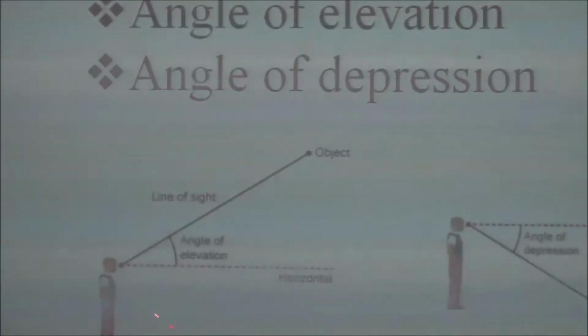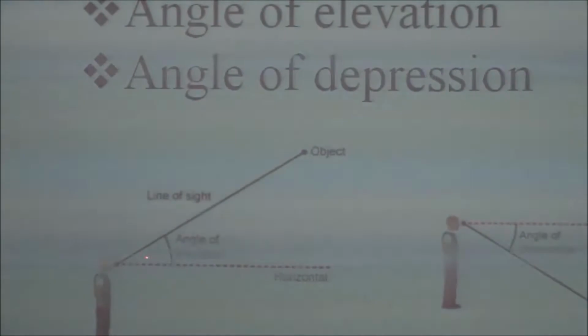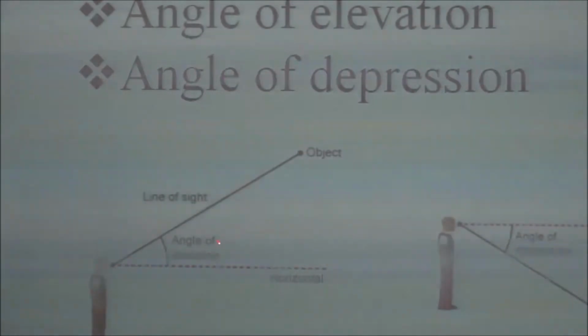Now what is angle of elevation? Angle of elevation is the angle between the horizontal line and the line of sight, which is above the observer's eye. So you can see this one is the level of the eye of this man. So this, we are saying, this is the level of the observer's eye. So angle of elevation, as I said, is the angle between this horizontal line and the line of sight, which is above the observer's eye. So this one is what we call angle of elevation.